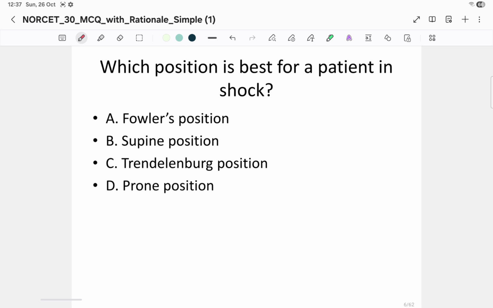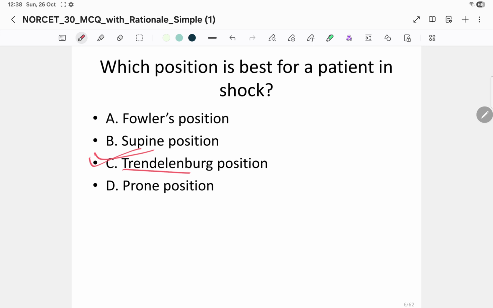Next, which position is best for a patient in shock? Option number A, Fowler's position, B, supine position, C, Trendelenburg position, D, prone position. And the correct answer is option number C, Trendelenburg position. Trendelenburg position is best for a patient in shock. So how is this Trendelenburg position given?